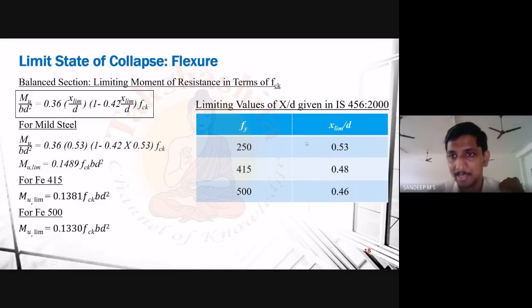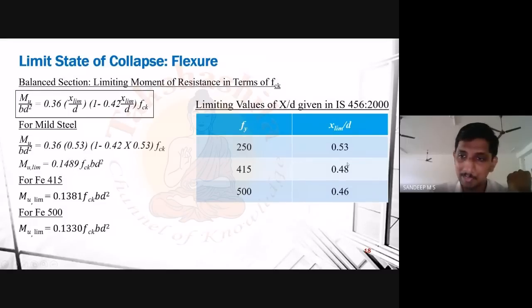Now, since I know the value of X limit by D for each type of steel, suppose I am going to use mild steel. What I can do is substitute the value of 0.53 for X limit by D in this expression at both these locations. Once I do that and simplify, I will get an expression like this. For mild steel, my limiting moment of resistance, or the maximum capacity of a balanced section, will be 0.1489 fck b d square.